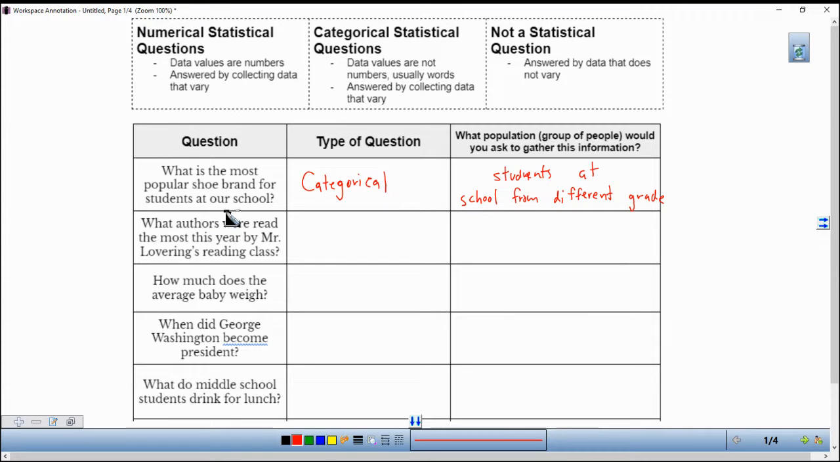Okay, what authors were read the most this year by Mr. Lovering's class? I don't think that would be numerical because you're not gathering numbers, you're gathering words, or, in this case, author names. Would the author names be different from person to person? Yes. So this is another example of categorical, where you're gathering data that is not numbers, it's words or labels, in this case, names.